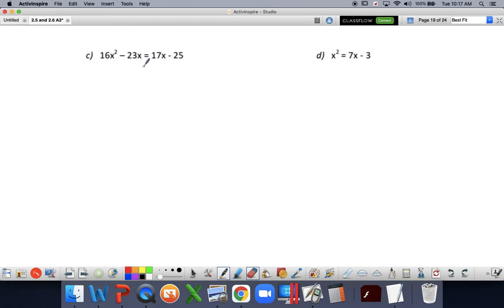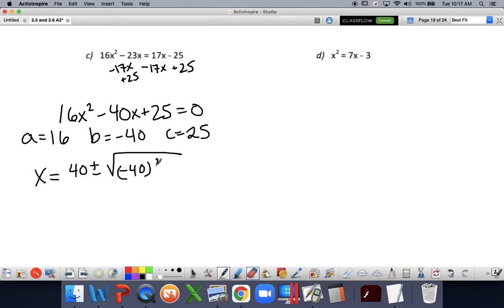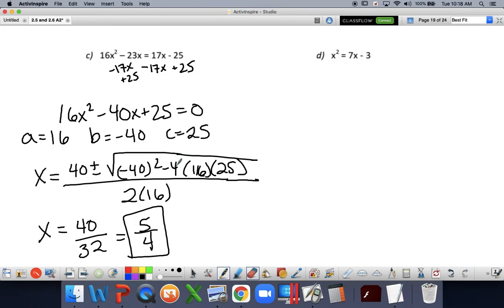Let's go ahead and do letter C. Well, I need to move everything over, so I'm going to subtract 17x and I'm going to add 25. So I get 16x squared minus 40x plus 25 equals 0. So my a is 16, my b is negative 40, my c is 25. x equals opposite b plus or minus the square root of b squared minus 4ac all over 2a. Now when you calculate what's under your radical, you're going to end up with just a 0. So because the square root of 0 is just 0, my final answer is just 1 x-intercept. Notice that if my discriminant is 0, I just get 1 answer.